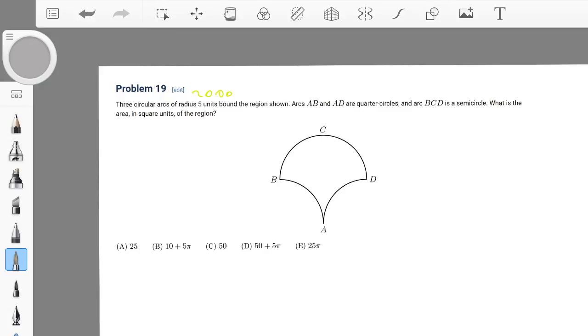So now let's go ahead and read the problem. Three circular arcs with the radius 5 are in the region shown. Arcs AB and AD are quarter circles, and BCD is a semicircle. What is the area in square units of the region?